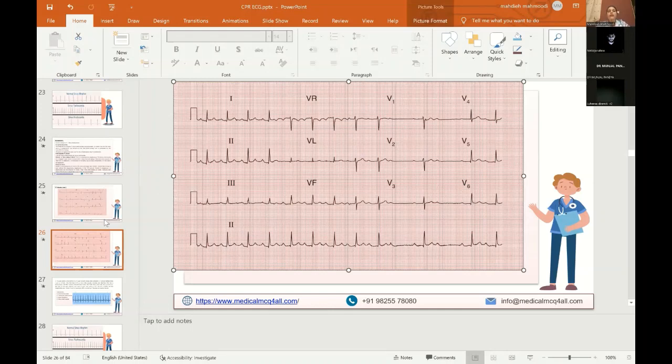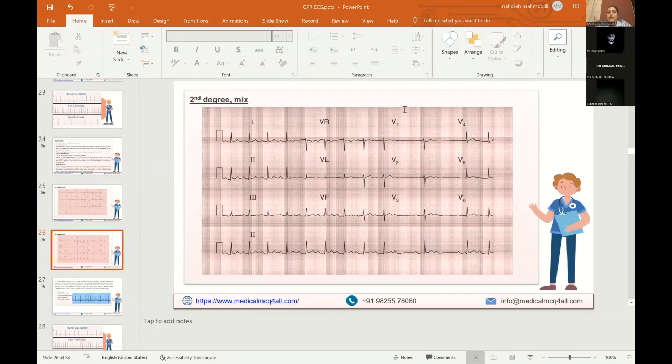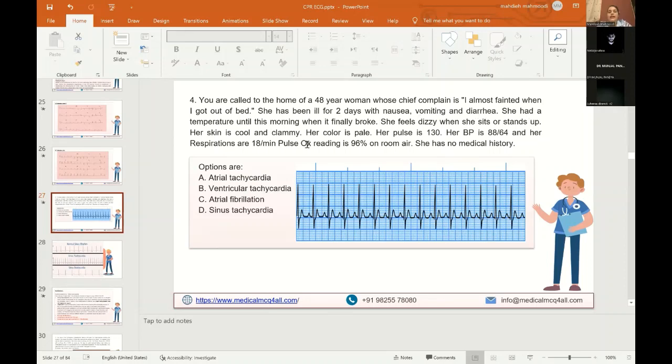Your next question. You're called to the home of a 48-year-old woman whose chief complaint is, I almost fainted when I got out of bed. She has been ill for 2 days with nausea, vomiting, and diarrhea. She had a temperature until this morning when it finally broke. She feels dizzy when she sits or stands up. Her skin is cool and clammy. Her color is pale. Her pulse is 130. Her blood pressure is 88/64, and her respiration is 80 per minute. Pulse oximeter reading is 96% on room air. She has no medical history.